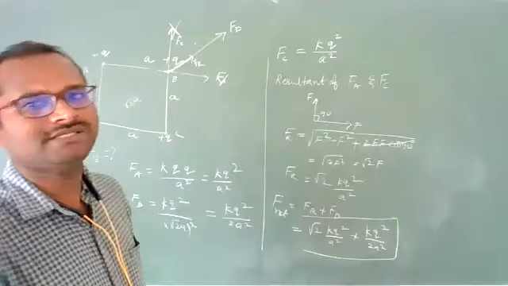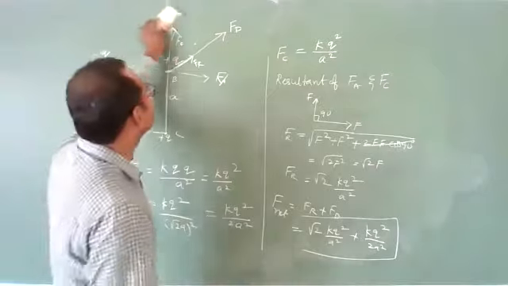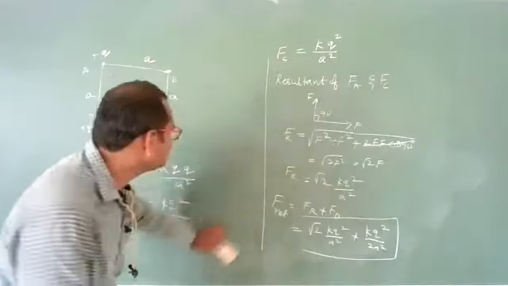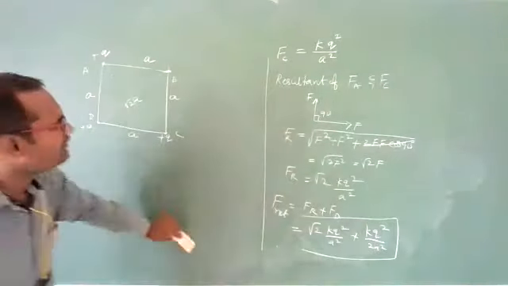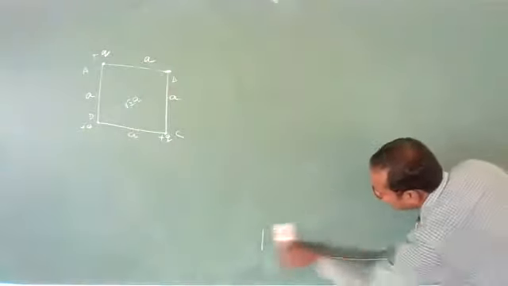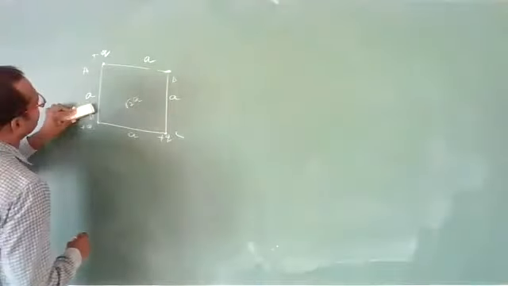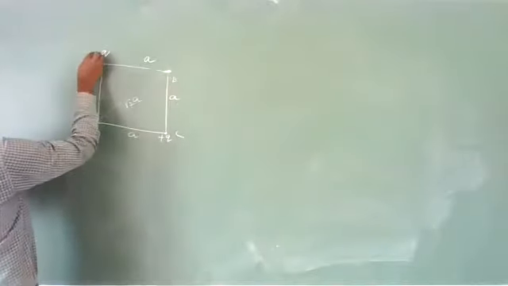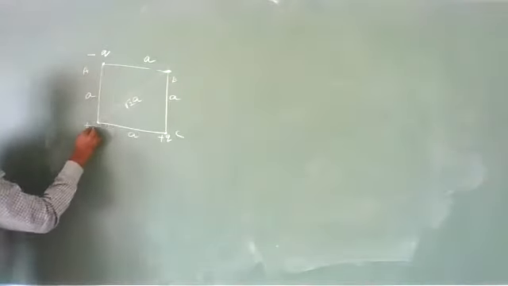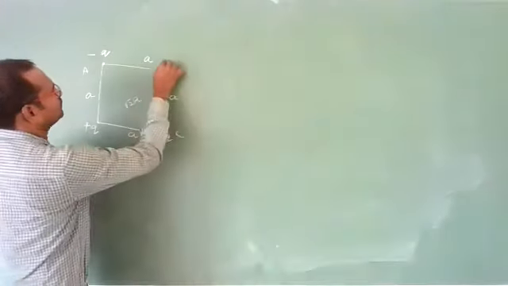Okay? Clear, students? So now let us see what happens if any one of the charges is of opposite nature. Let us check that also. If any one of the charges is an opposite charge, let us take any one charge. I'll take this charge as negative. This is the first one, and this is also q.